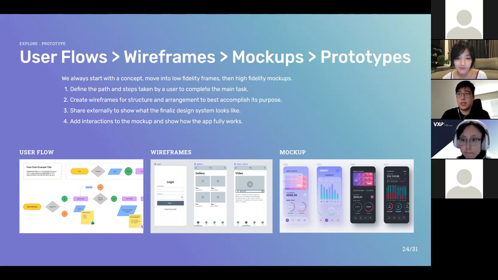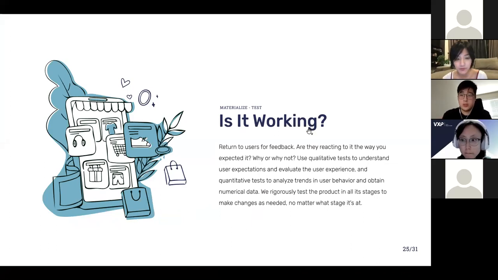And this is so that we can do iterative testing. What that means is we return to our users to see if they are reacting the way we expected them to. We do that in qualitative tests to understand their expectations and evaluate the user experience that the product gives. Or we can do quantitative tests to analyze trends in user behaviors, such as error rate, so can they do it and how long does it take them, and obtain any numerical data. So the goal is to rigorously test the product in all its stages.